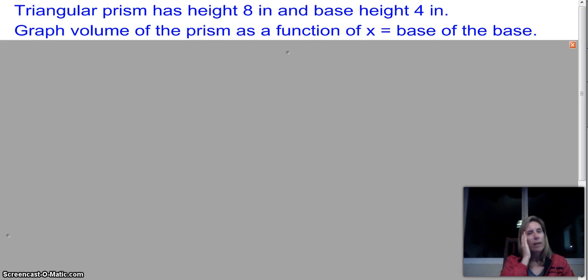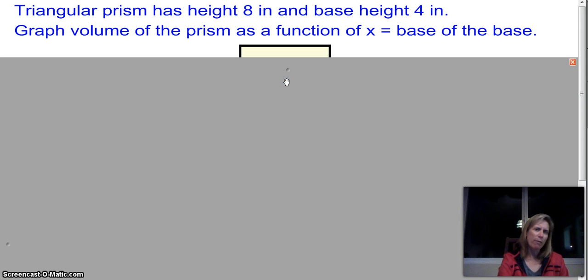So here is our triangular prism, which has a height of 8 inches and a base height of 4 inches. Graph the volume of the prism as a function of x equals the base of the base. The base of the base. That's probably the trickiest phrase in this problem.